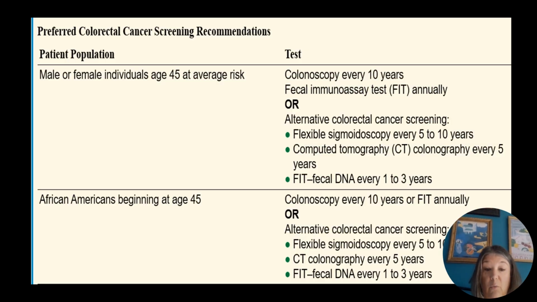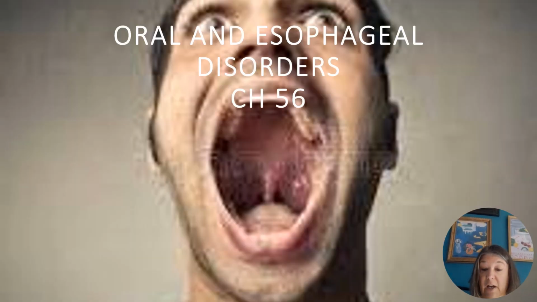This just talks about when we recommend colorectal cancer screenings. Male or female individuals age 45 who are at average risk, and then African Americans beginning at age 45. And then there are just some different recommendations related to that. So 45 is when we start recommending colonoscopies for average risk people.